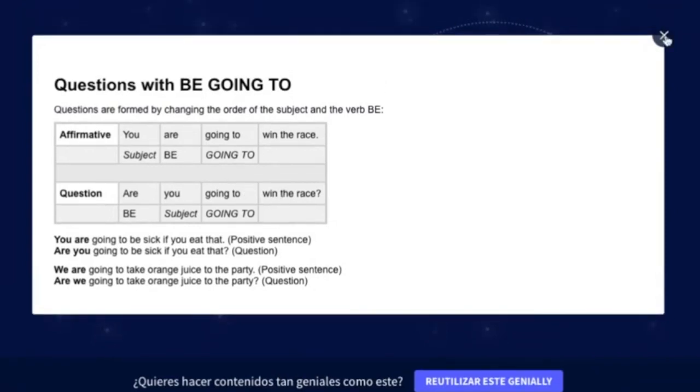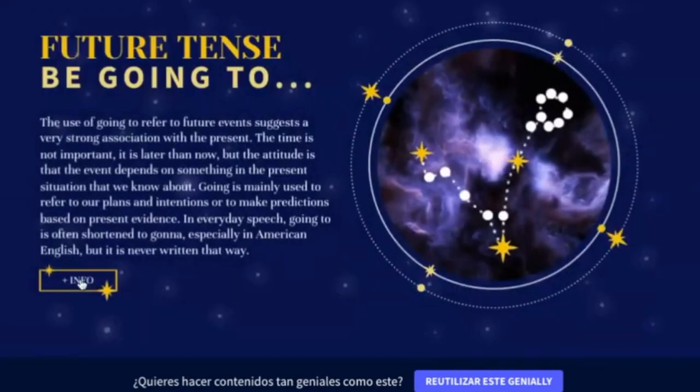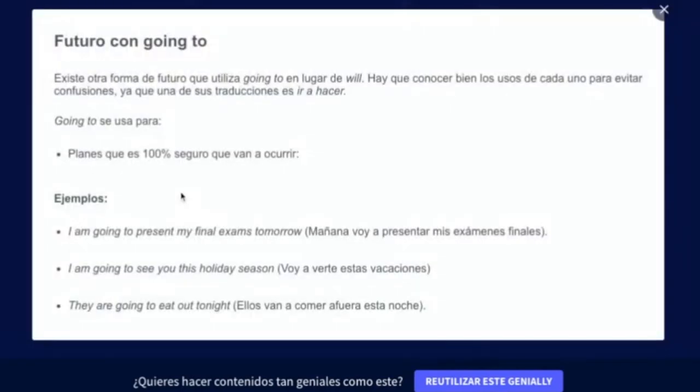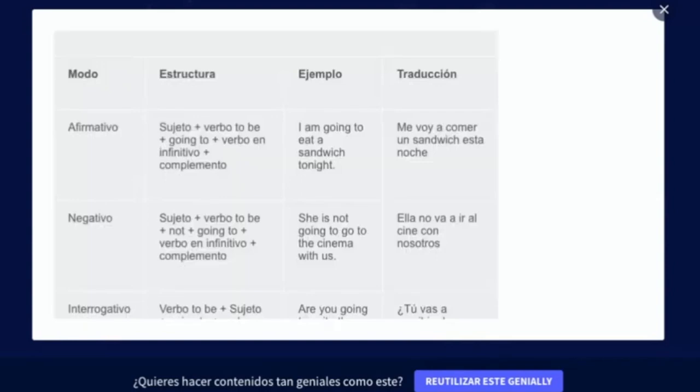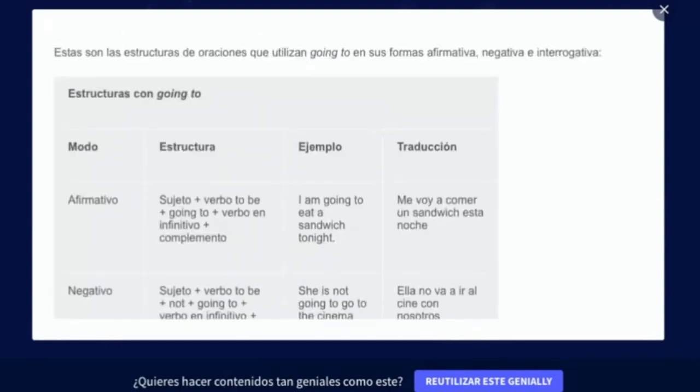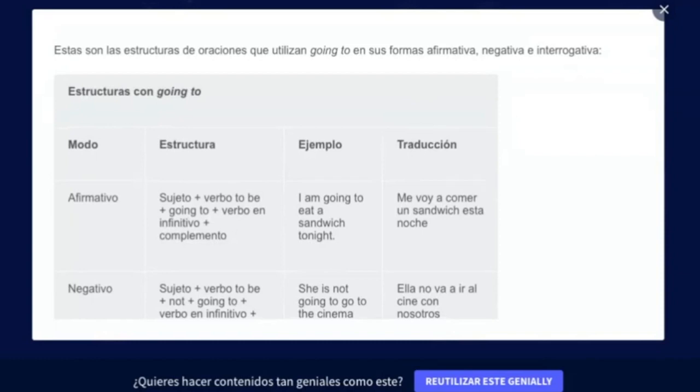Okay, so now let me explain this in Spanish, because in here I have it in Spanish. Let's go straight to the structures. Ok, chicos, las estructuras con going to.